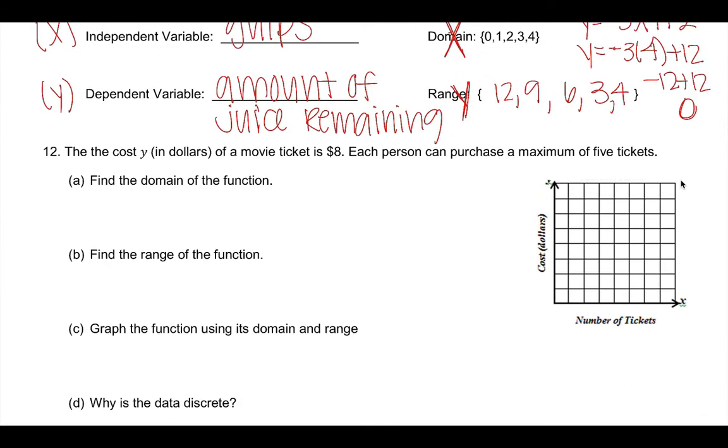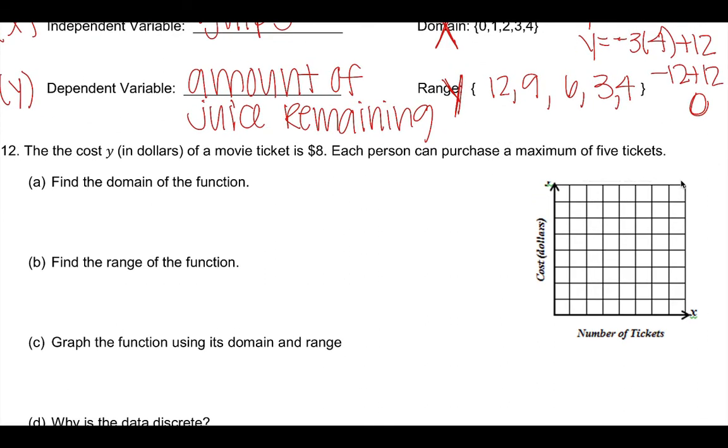Let's try the last number. The cost y in dollars of a movie ticket is $8. Each person can purchase a maximum of 5 tickets. Find the domain of the function. So domain is our x values. That's what we can plug in. So y is the dollars. That means x has got to be the movie tickets, right? So what's the least amount of movie tickets we could buy? 0. Nobody could buy tickets.